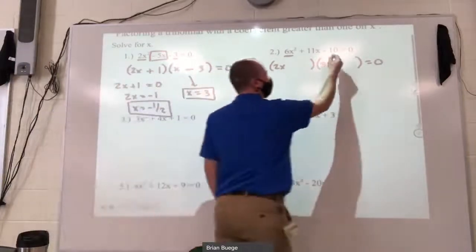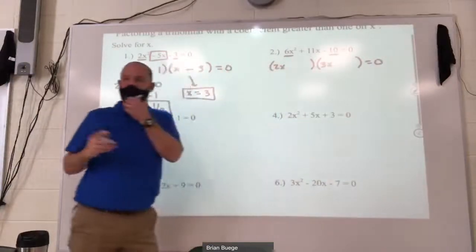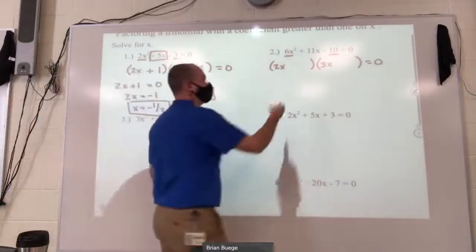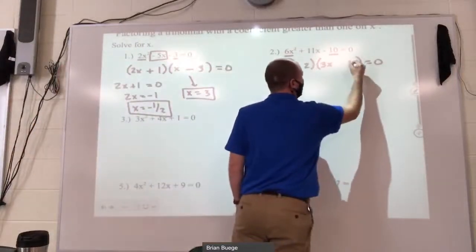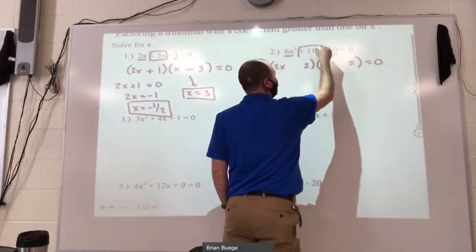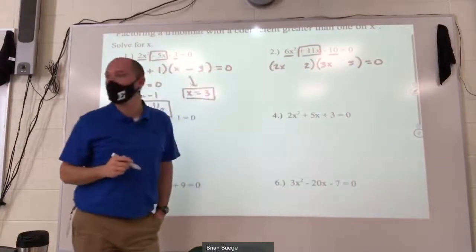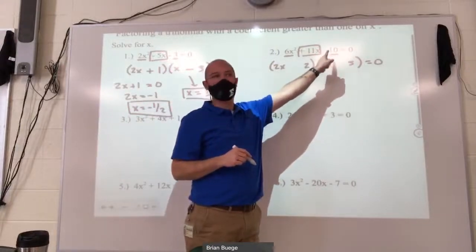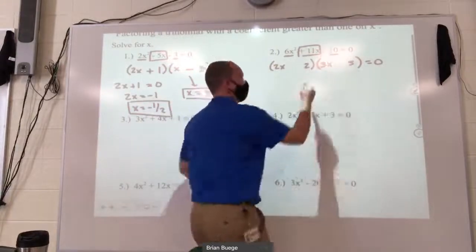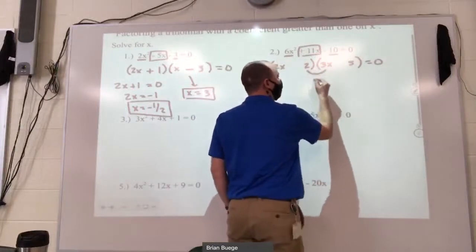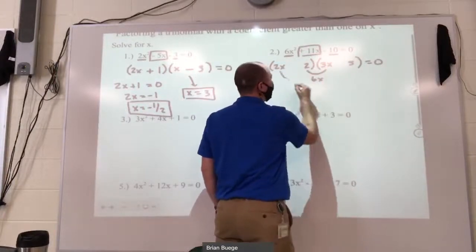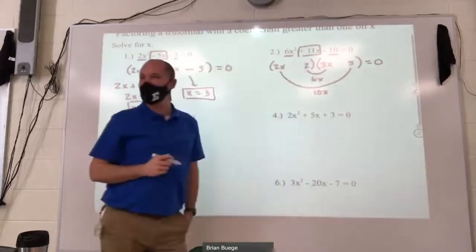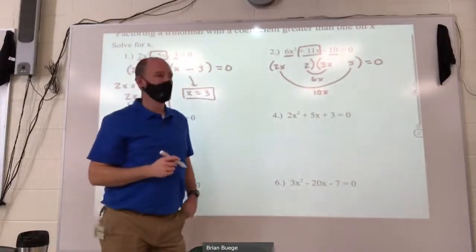Factors of the last term. I've either got 1 and 10 or 2 and 5. Again, for that same reasoning, I'm going to start with the 2 and the 5. And I need to check inside and outside to see if I can get a positive 11x. Noticing again, I'm going to need opposite signs here because I got a negative 10 at the end. So if we check inside, 6x. Outside, we get 10x. Any way I can get 11x out of that? Nope, that's not going to work.